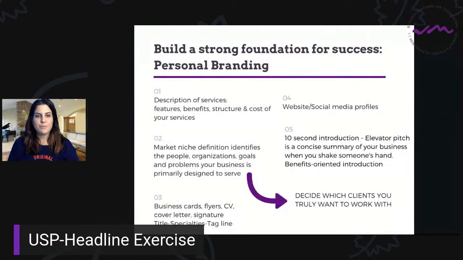So, building a strong foundation for success, okay? So you've been asking me when we're going to create our strategy. So every exercise that we've been doing here in the bootcamp, in the group, the Web Strategy Facebook group, is a part of our strategy.